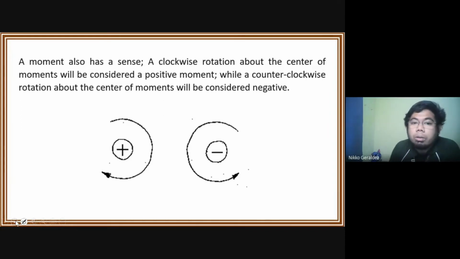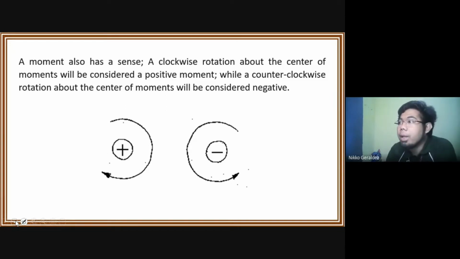Then, a moment also has a sense. A clockwise rotation about the center of moments will be considered positive moment, while a counterclockwise rotation about the center of moments will be considered negative. So kung clockwise direction, positive moment. Counterclockwise, that is negative moment. So ayun yung sign convention na gagamitin natin sa lahat ng susunod na topics.